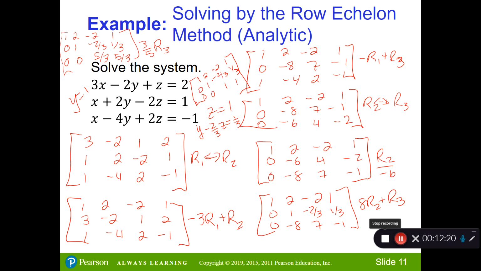So once I have the value for z and y, I plug it into the top equation, which happens to be this one right here. So I'd have x plus 2 times 1 minus 2 times 1, that's 0, equals 1, x is 1. So my solution to this system is x equals 1, y equals 1, z equals 1. I can write that as the ordered triple 1, 1, 1. Now, check to make sure that it works by plugging into each equation and making sure you end up with a true statement.